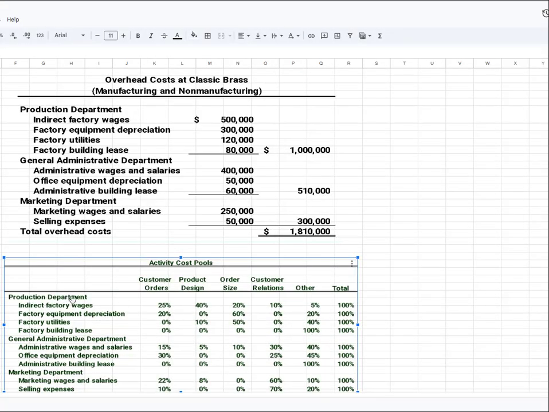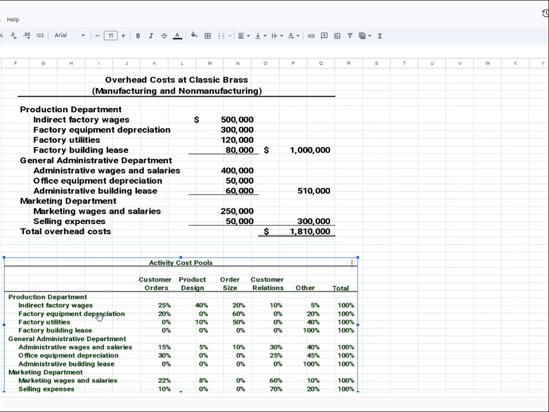Cool. We're going to break down each one of these costs into each one of those activities, and we are going to tell you what percentage, for example, of customer orders the indirect factory wage receives. How much of product design does the indirect factory wages receive? How much of customer order? How much customer relations? And then we do that for every single cost here in this column, because these are subtotals or totals just in this column.